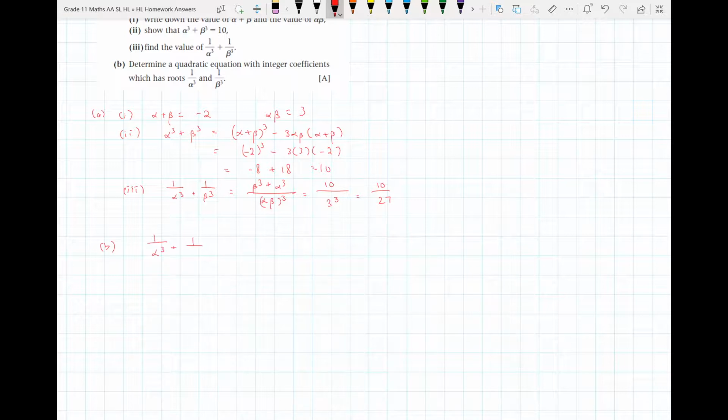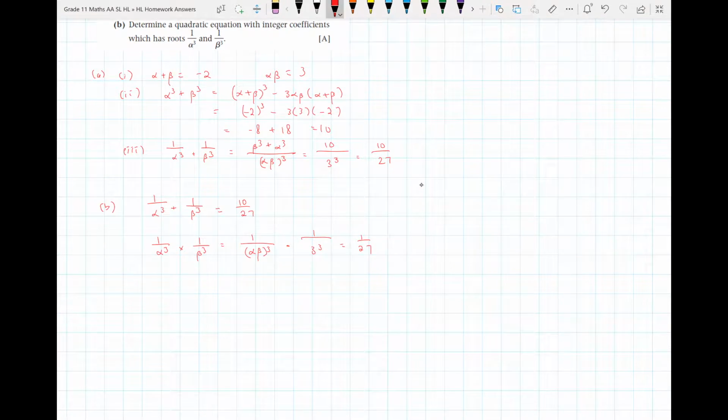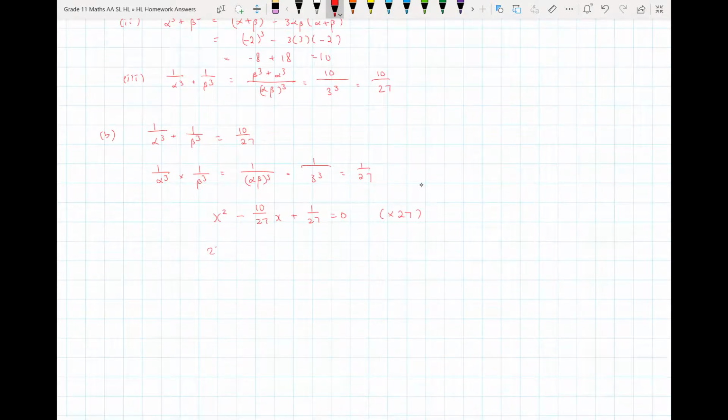So let's find the sum of the new roots. We already have that in the previous part, so I've just carried it over. Whereas if I multiply the two new roots, I get this fraction. So with integer coefficients, I first write down a possible solution. Now I can multiply everything by 27 to get rid of the fractions.